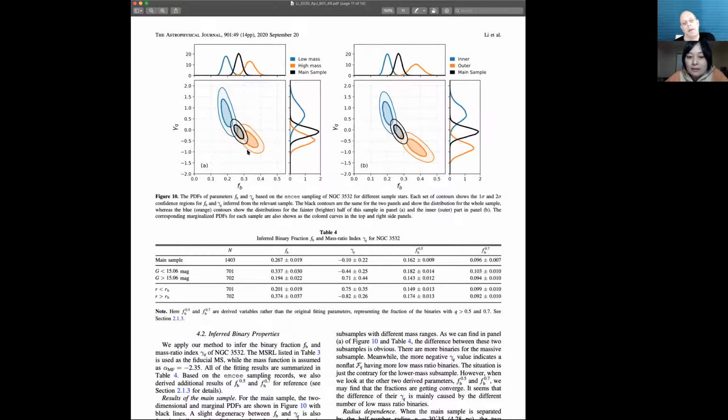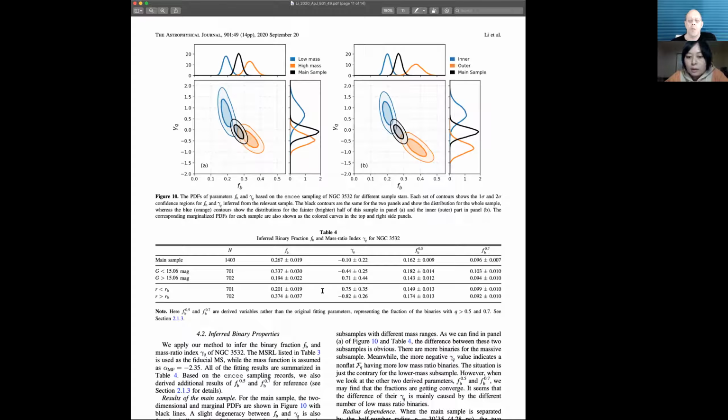The high mass end has a higher binary fraction and a lower gamma Q, which means it has more low mass ratio binaries. This result is consistent with what we know before, because the binding energy of a binary system is proportional to its primary mass and mass ratio. So binaries with larger primary mass are less affected by dynamical processing. Therefore, the larger mass end will have more low mass ratio binaries, so the binary fraction is higher and the gamma Q is lower.